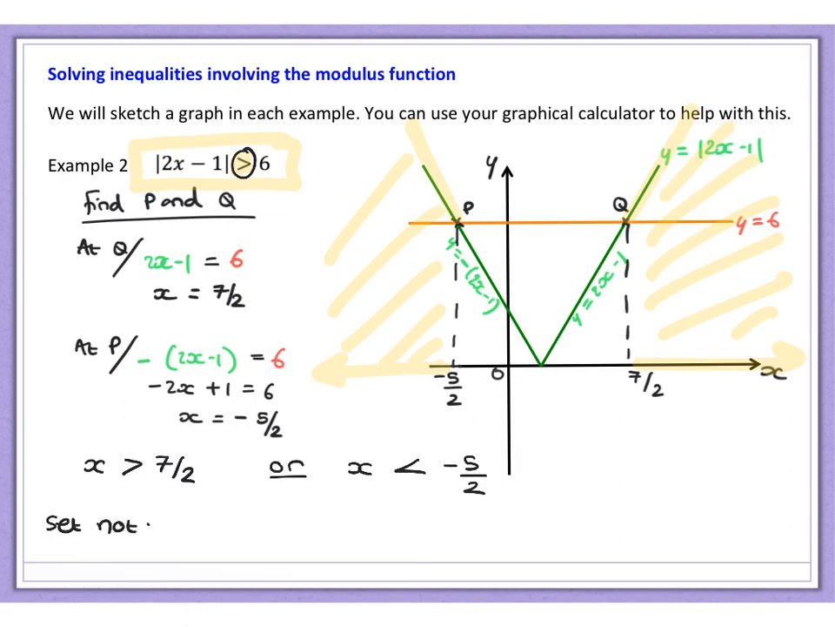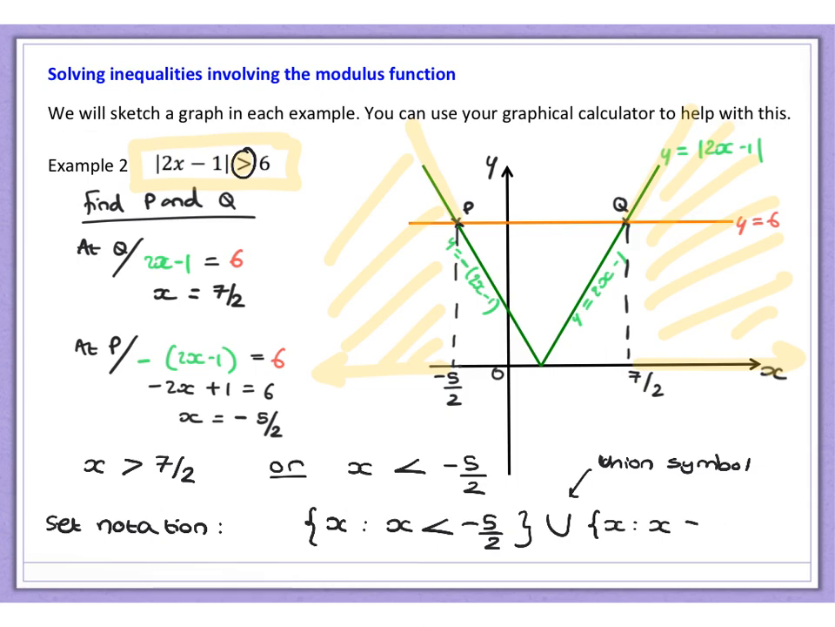It's a good opportunity to practice that and recall our knowledge of set notation. So we would say x is such that x is less than negative 5 over 2, or, so we use the union symbol. Make that clear, that says union. x is such that x is greater than 7 over 2.